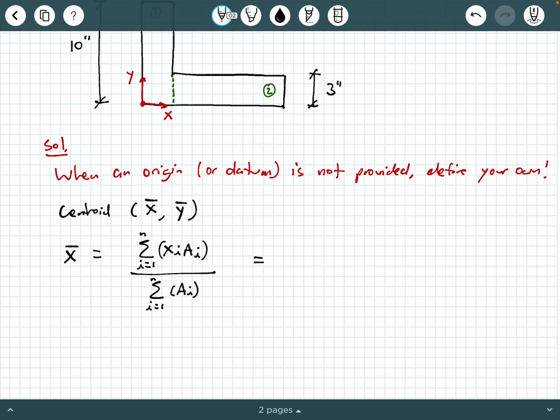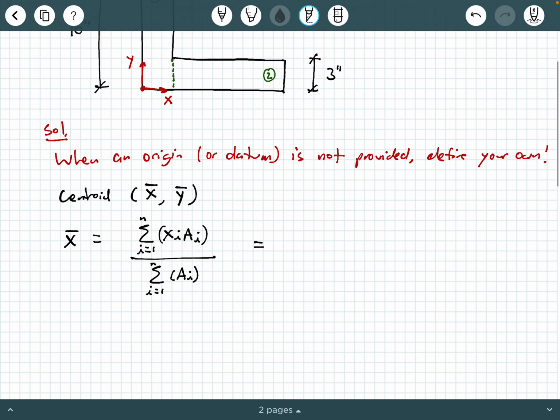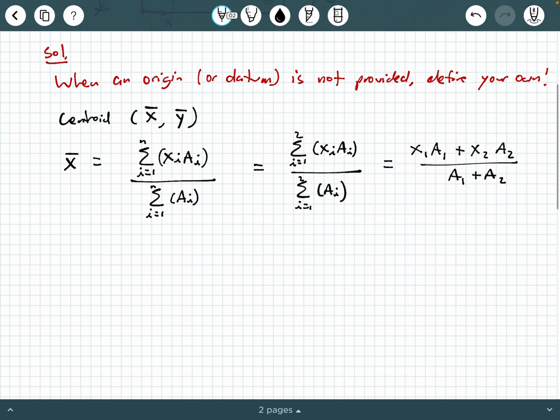If we expand this for our problem, how many parts do we have? We have 2 parts, so we go from 1 to 2; our n value is 2. We can rewrite this as the sum, i goes from 1 to 2, of x sub i a sub i, divided by the summation, i goes from 1 to 2, of a sub i. This is just being mathematically proper. Expanded, that's x1 a1 plus x2 a2, all divided by a1 plus a2.